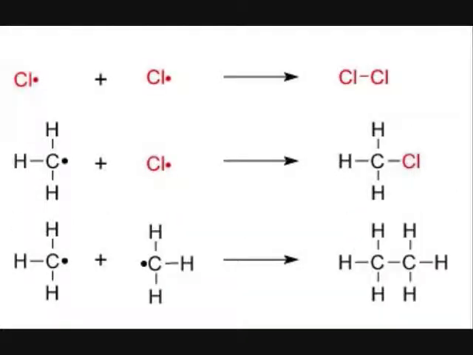The termination step ends the reaction. In the termination step, two free radicals combine to produce a stable molecule. This can occur in several different ways. Two chlorine radicals can reform a chlorine molecule, a methyl radical and a chlorine radical can form chloromethane, or two methyl radicals can form ethane. The radical can even react with the side of the container as a termination step.